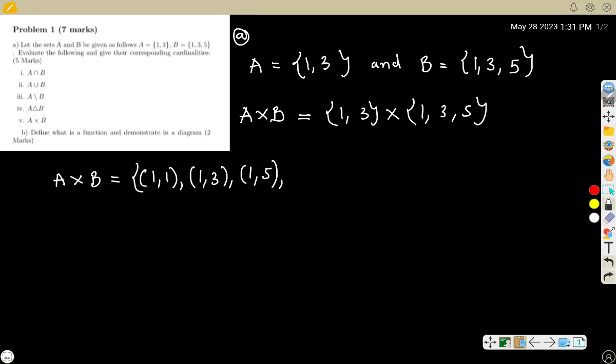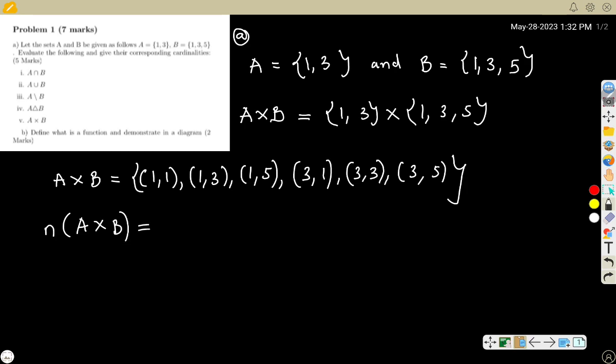So do for 3 now. So that will be (3, 1), (3, 3), (3, 5). So that's it. So now the cardinality. Count all the elements here. That is 1, 2, 3, 4, 5, 6. So there are 6 in total. So answer.